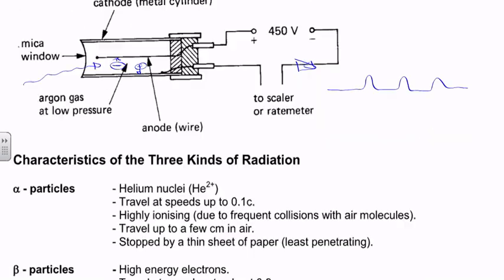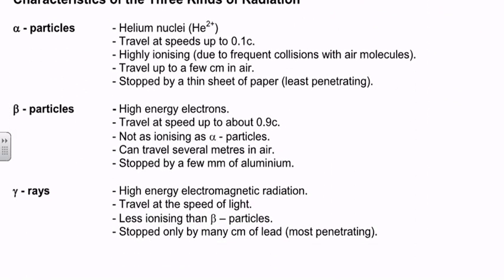What are the characteristics of the radiation? Okay, so alpha is just a helium nucleus, okay? Nothing special about it, just helium. It's got no electrons around the outside though, that's why it's 2+. Why is it dangerous? In the sense that most radiation is dangerous, it is because it travels quite fast, okay? So it has high kinetic energy. It's highly ionizing, okay, due to frequent collisions with the air molecules.